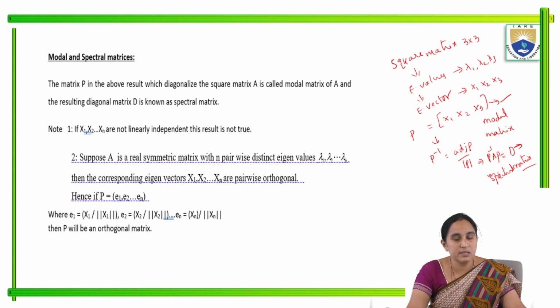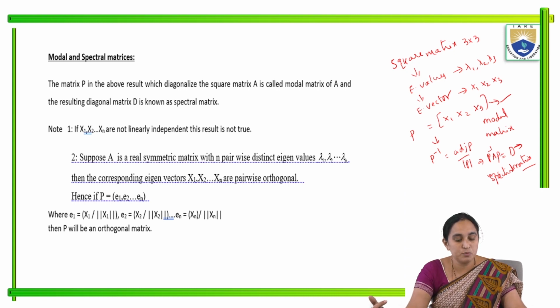Note here the important concept. If x1, x2 and xn are not linearly independent, this result is not true. Here we have to observe that the given eigenvectors are not linearly independent. In that case, the given matrix may or may not be diagonalizable. That is the first one.